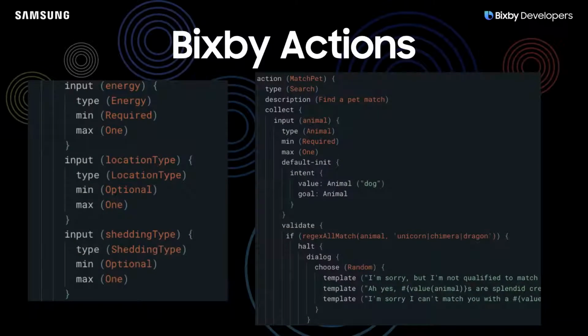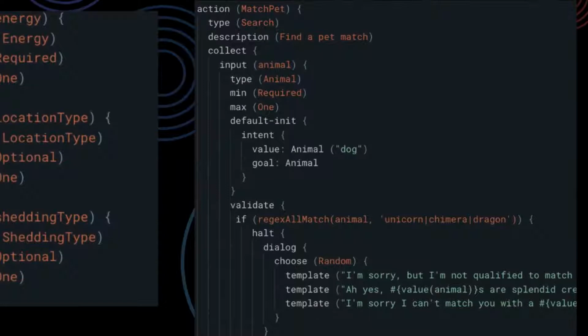All right, on the Bixby side, a Bixby action is defined in individual files. Let's take a look at that on the left-hand side, just a code snippet. And these are identifying the concepts like energy, which is required input, and then a couple of optional inputs there. On the right-hand side, this is interesting, you'll see this is the very top of the file. And look, there's an input that's an animal, okay? And there's the default init that just sets a default value.